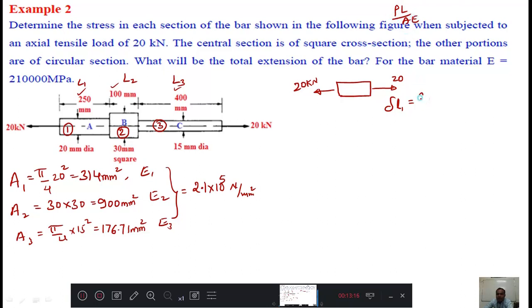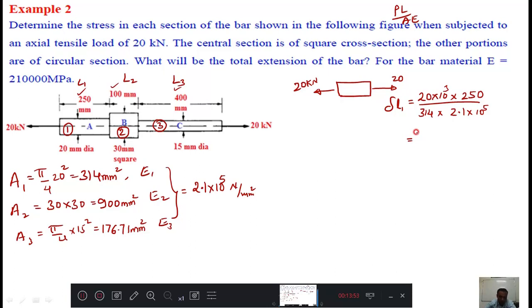Then P is how much? 20 into 10 raised to 3. L is how much? For the first bar L is 250, divided by A. For the first bar A is 314. Then E is how much? 2.1 into 10 raised to 5. Then this is delta L1, that is 20 into 10 raised to 3 into 250 divided by 314 into 2.1 into 10 raised to 5.